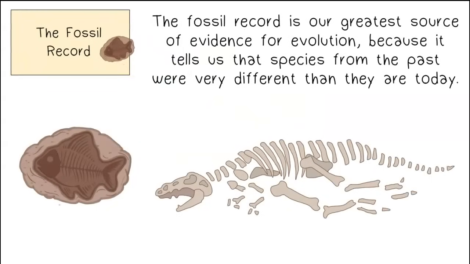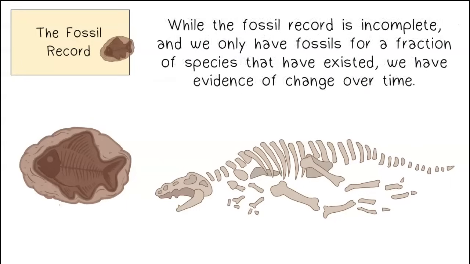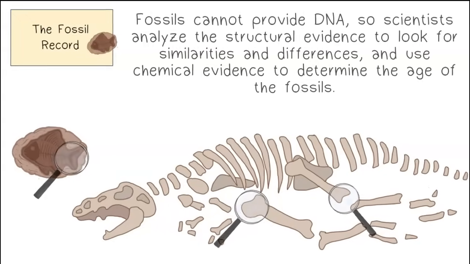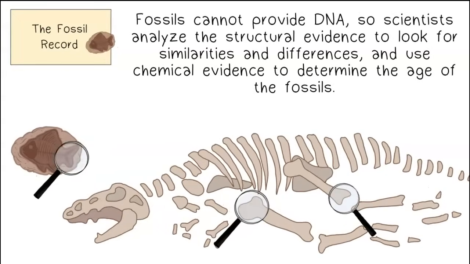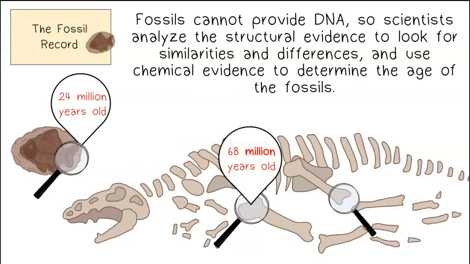The fossil record is our greatest source of evidence for evolution because it tells us that species from the past were very different than they are today. While the fossil record is incomplete, and we only have fossils for a fraction of species that have existed, we have evidence of change over time. Fossils cannot provide DNA, so scientists analyze the structural evidence to look for similarities and differences, and use chemical evidence to determine the age of the fossils.